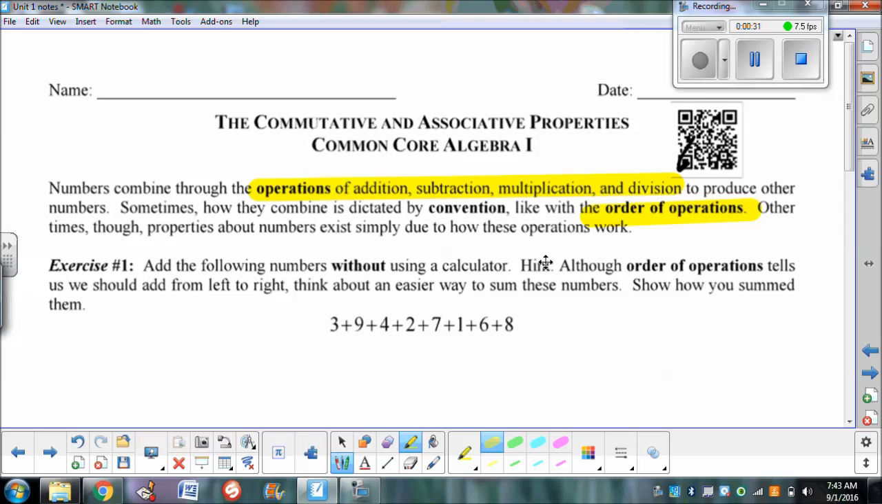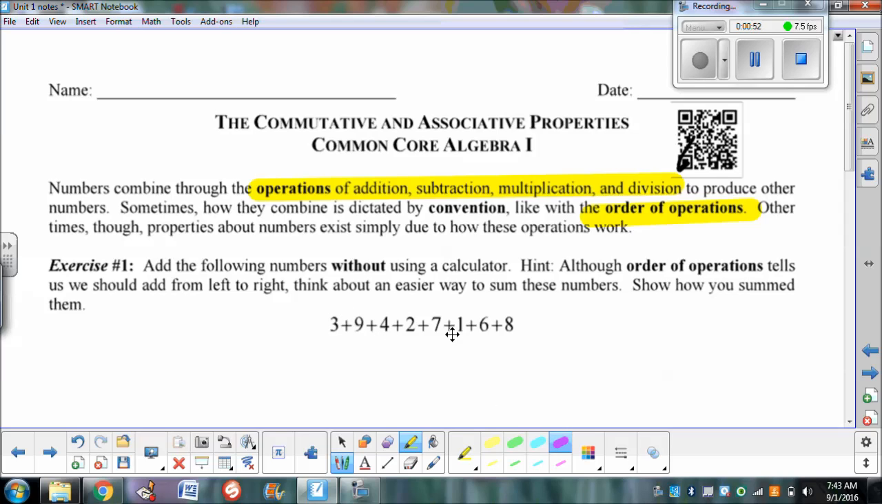So it says we're going to add the following numbers without using a calculator, and it gives you a little hint. Although order of operations tells us we should add from left to right, let's think about an easier way to add these numbers up. Let's think about how we could look at them and maybe find some patterns in here.